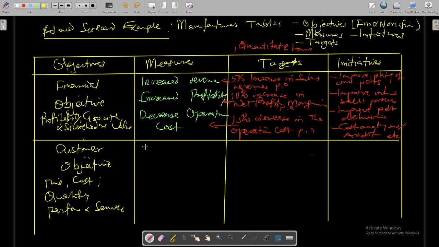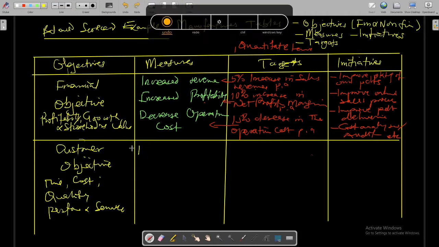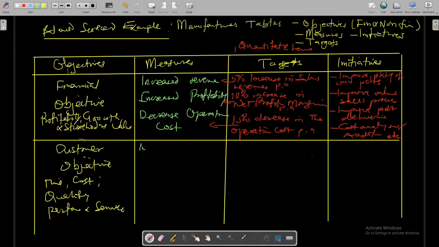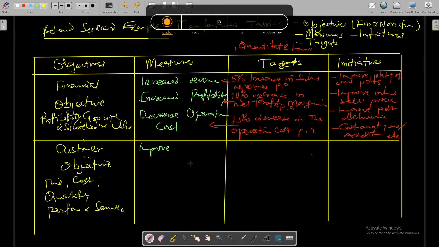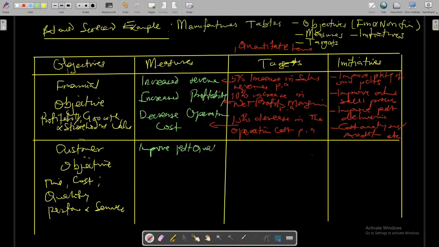So we can say, let me use a different color. So, improve product quality as our first measure.